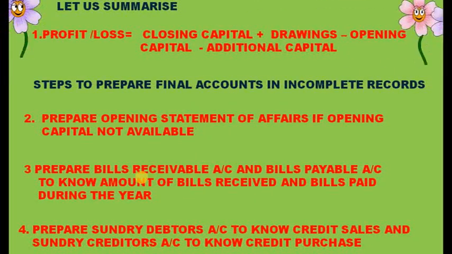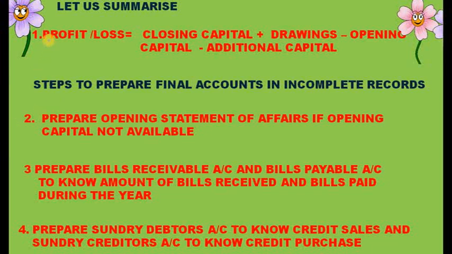Here, I am going to suggest 6 points while preparing incomplete records. First point, how to find out profit or loss. First, we have to check the closing capital, and with that, we have to add drawings, and we have to deduct opening capital and additional capital. This is how we have to calculate profit or loss.